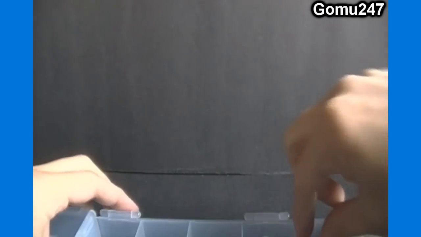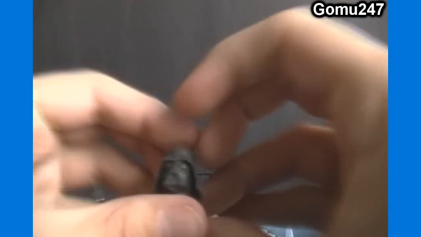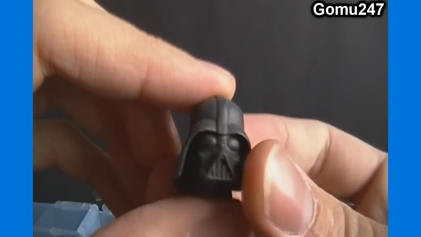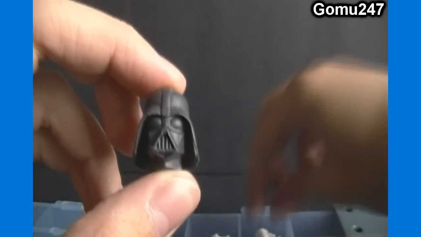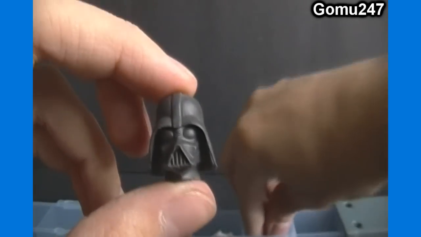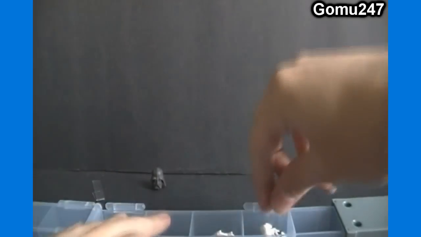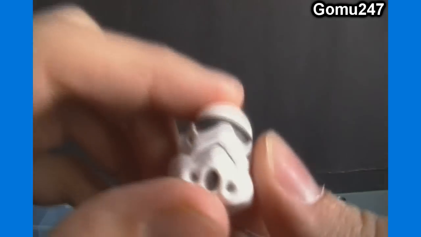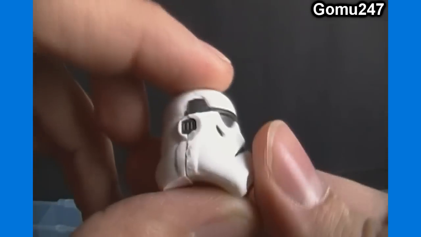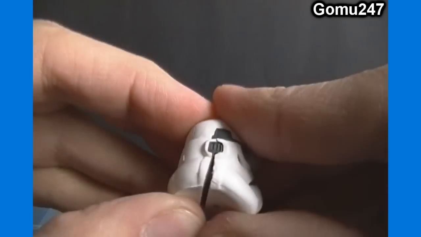All right, so the first 4 here looks like the same 4 that you can get in the booster pack of 4 erasers that we've opened on this channel previously, which is the only pack we've seen so far. So we got Darth Vader's head or helmet, however you want to look at it. You got the head of a stormtrooper or some sort of trooper. And again, these are puzzle erasers.